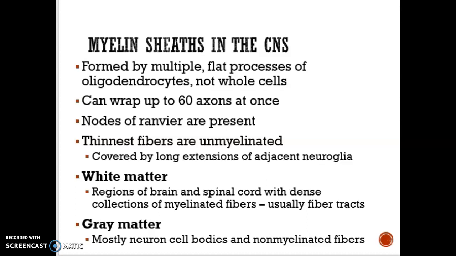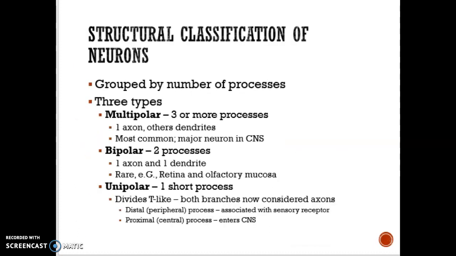Now hopefully we get a chance to see this in the lab when we do our brain dissection, the difference between white matter and gray matter. The white matter is myelinated axons. The gray matter portion, mostly neuron cell bodies. Remember, 99% of our cell bodies are found in that CNS structure.